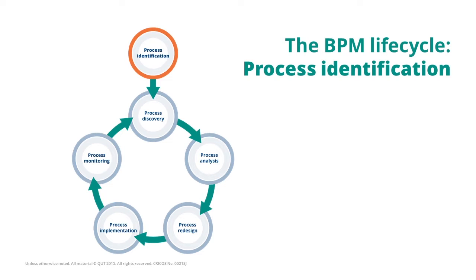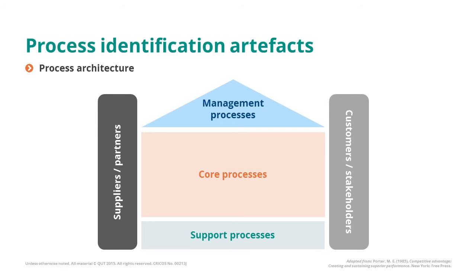the organization. We scope them and we define the relations that these business processes have with one another. The output of the identification phase is twofold. First, we obtain a process architecture, that is, a well-organized inventory of the business processes in the organization, structured, for example, according to different types of processes.